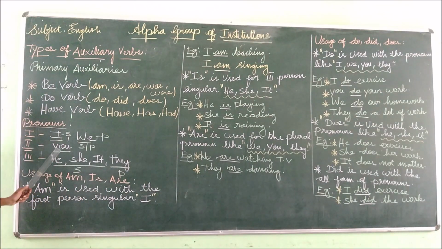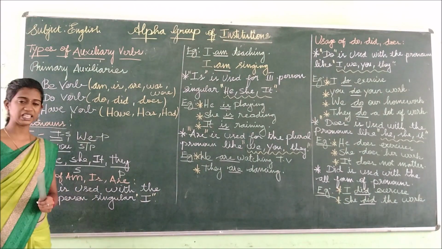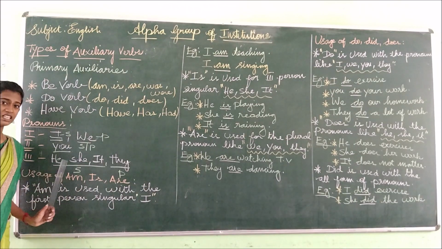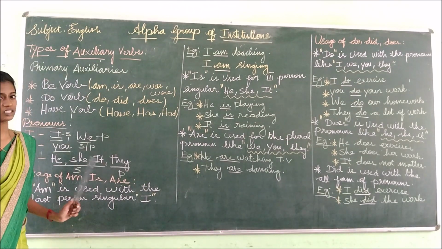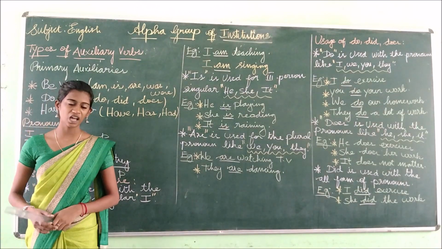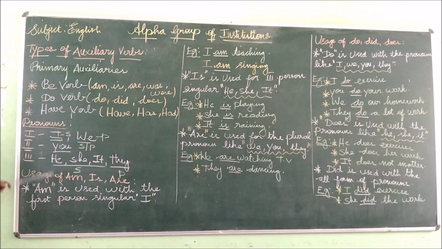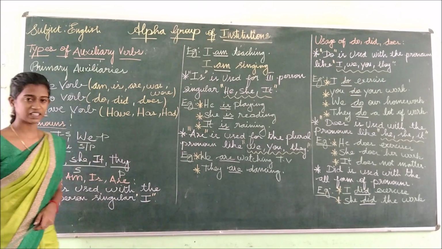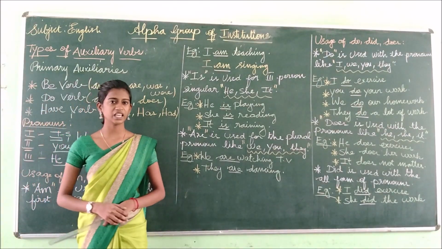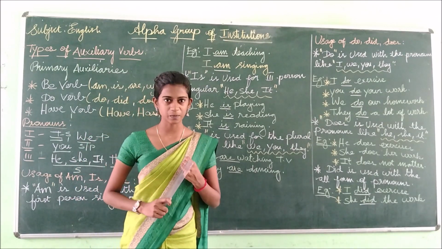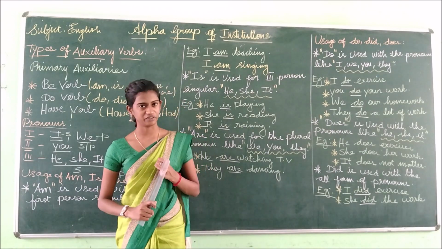In second person there comes you. You is both singular and plural. In third person there come he, she, it, and they. He, she, it are singular and they are plural. Okay, have you understood this pronoun? So how many persons are there? There are three persons. What are they? First person, second person, third person. In first person there come I, we.